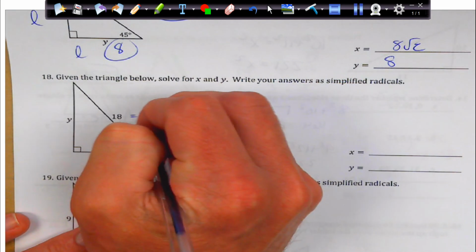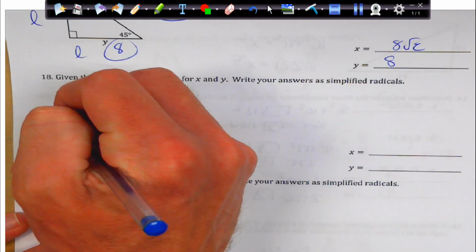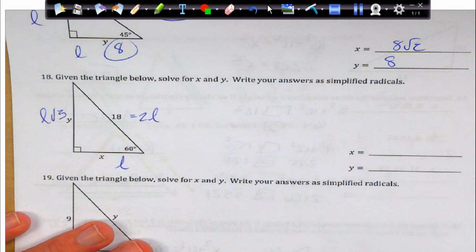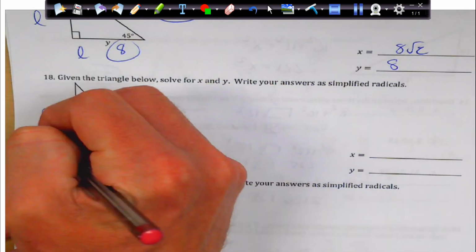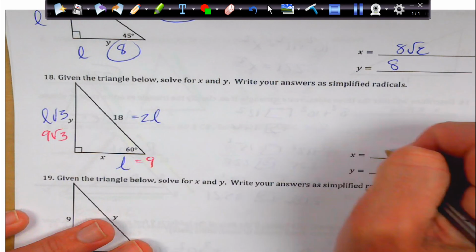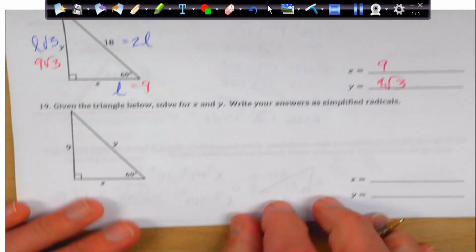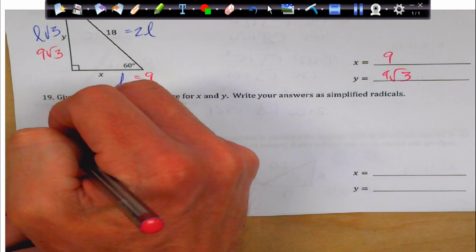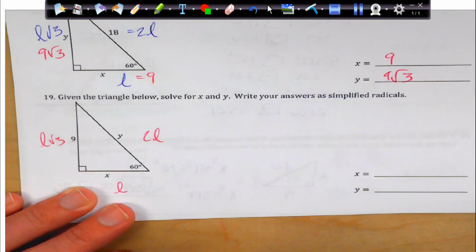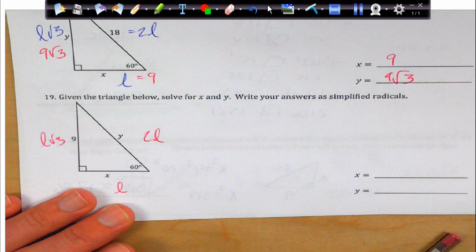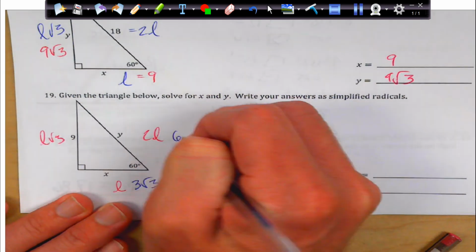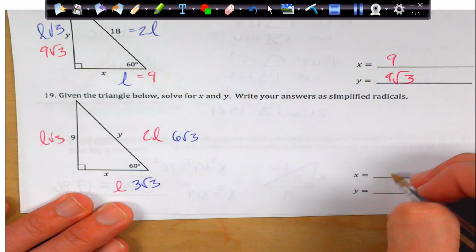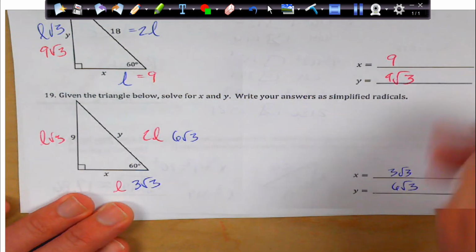This is 2L, this is L root 3, and this is L, so we should get L to be 9, and then this is 9 root 3. And this is L root 3, L and 2L. And so just like the one we did before, we're going to divide by 3, multiply by root 3, so this is 3 root 3, and this is 6 root 3. Double it. Okay, that was a fast page right there.